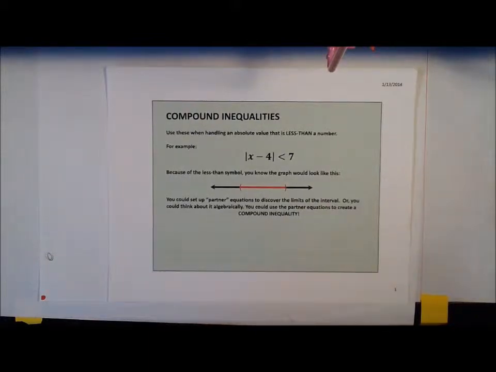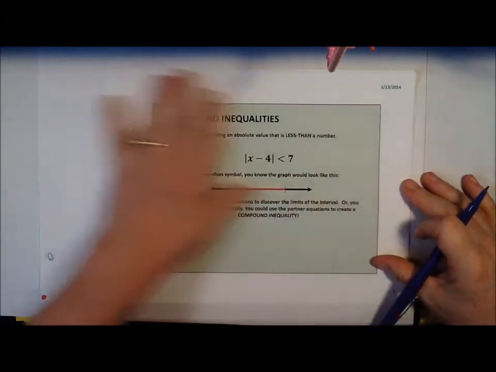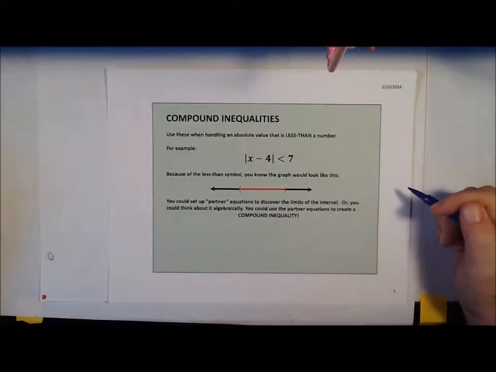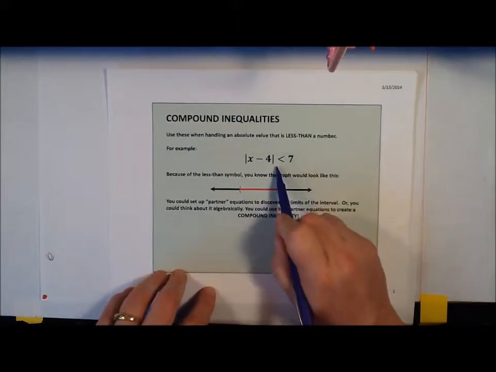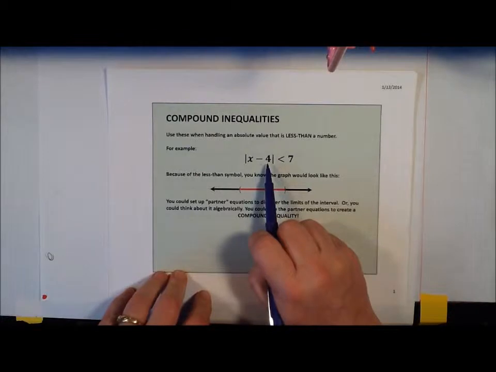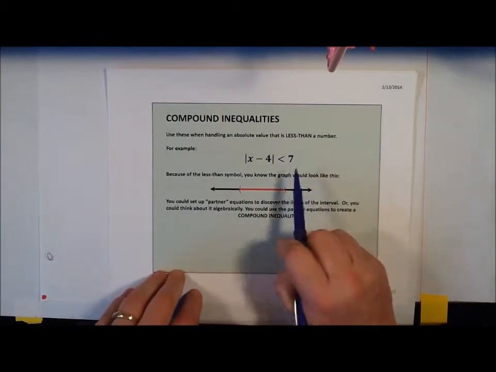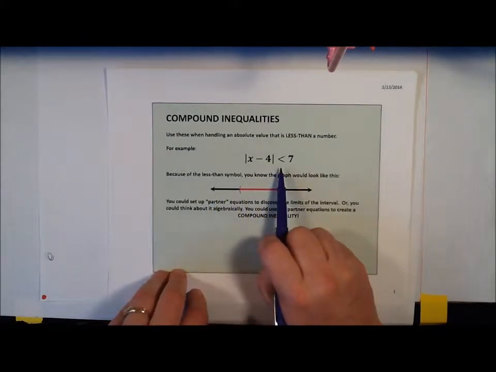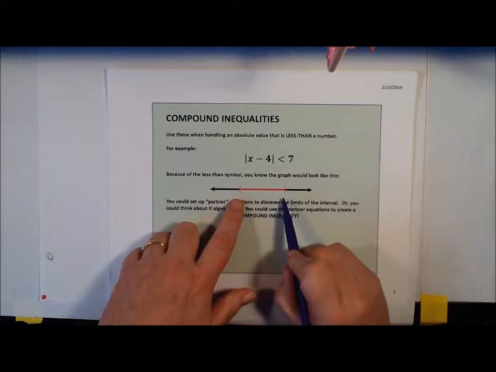This video is about compound inequalities. Specifically, we're going to talk about these in terms of using them with an absolute value inequality that involves a less than symbol, where the absolute value of an expression is less than a number. Now, because of the less than symbol, we know that if you would graph this, it would look like this.